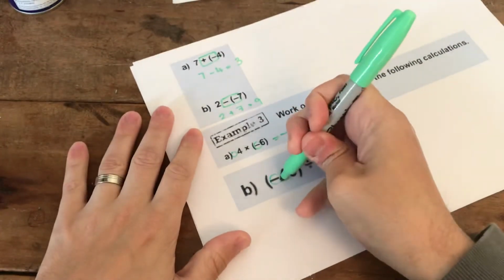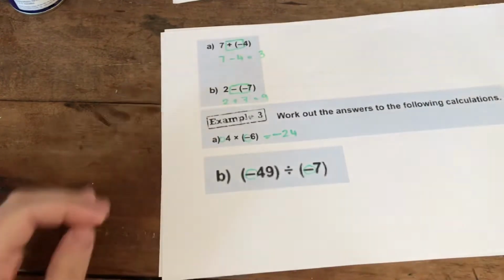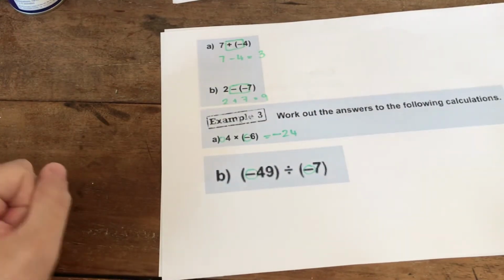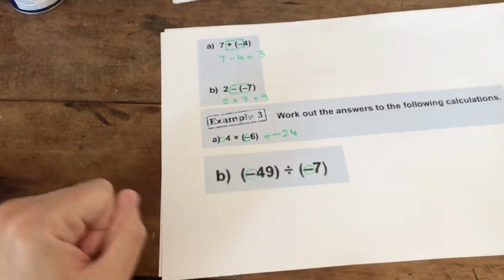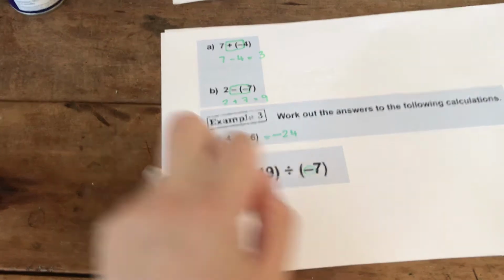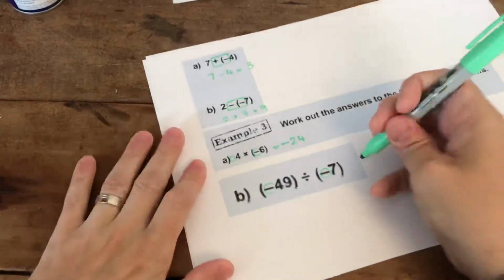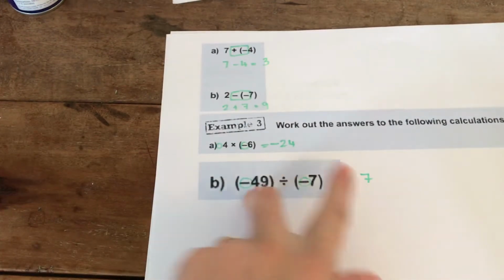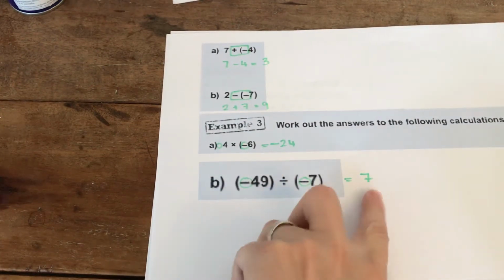For this one here, you've got 2 negatives when they are being divided, okay? And what happens is 2 negatives give us a positive answer. So we do 49 divided by 7 and that gives us 7, and that would be a positive 7.